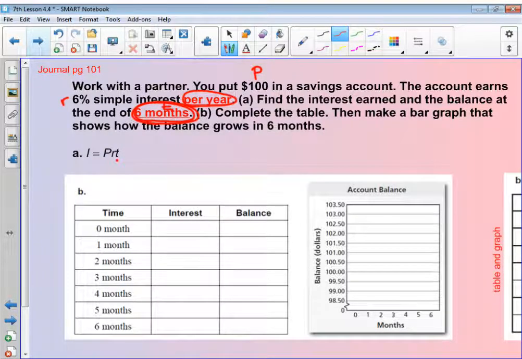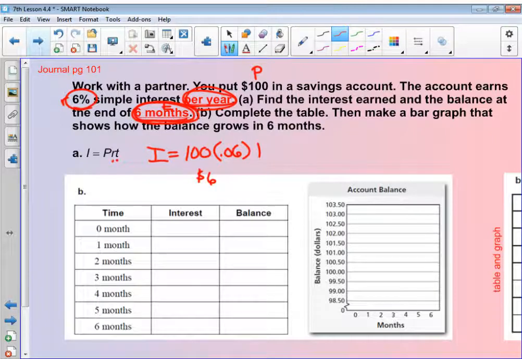So we're going to go ahead and do our interest, which we don't know, equals our principal, which was $100, times our rate, which was 6%, so 0.06, times, for right now, we're going to use our year, and then we'll go back and modify that for the 6 months, so times 1 year. So 0.06 times 1 year is times 100, and then times 1 is going to give us $6. That's for a whole year.